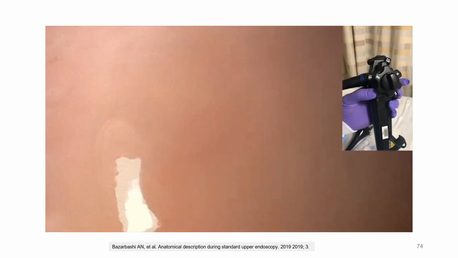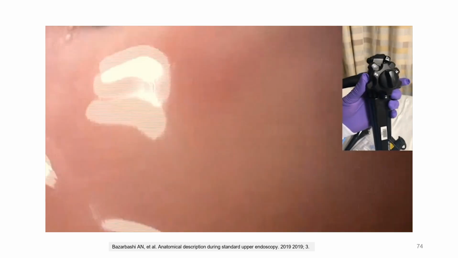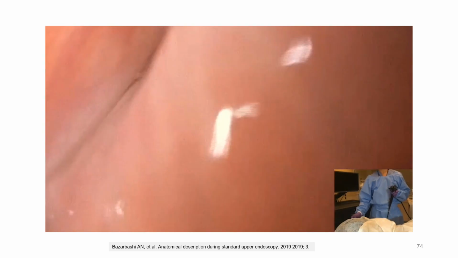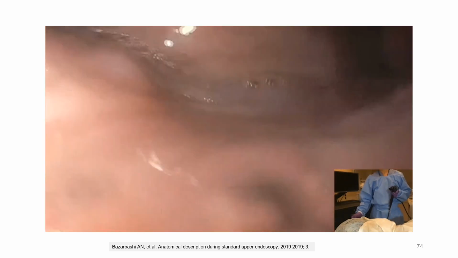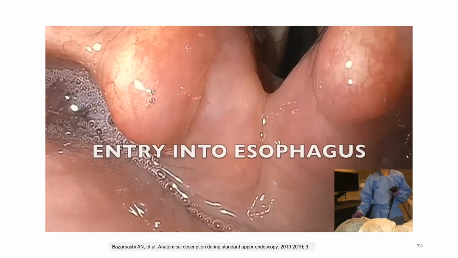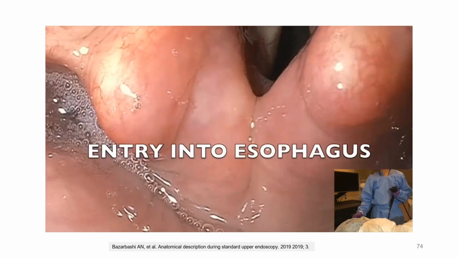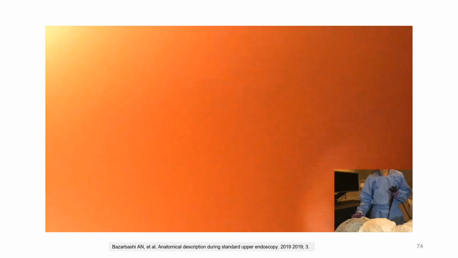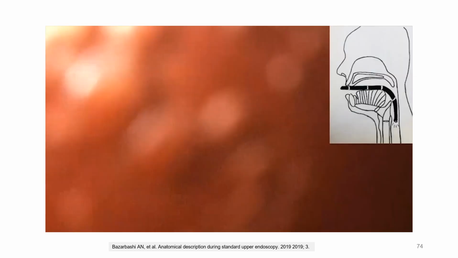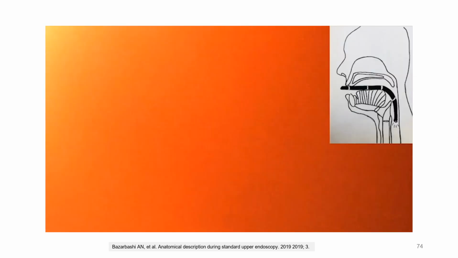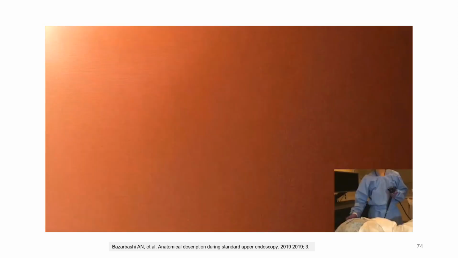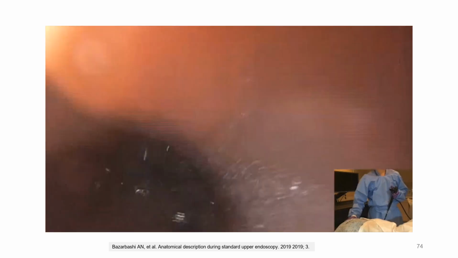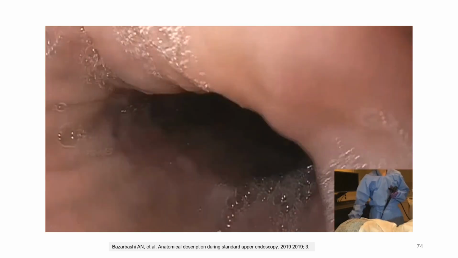It is advanced gently forward before bringing the large wheel of the controls down, allowing downward curl of the tip of the endoscope to pass above and behind the tongue, into the hypopharynx. The endoscopist should visualize the epiglottis and vocal cords. The scope should then be maneuvered forward and posteriorly past the epiglottis to the upper esophageal sphincter, which is at the level of the thyroid cartilage, approximately 15-18 centimeters from the incisors.